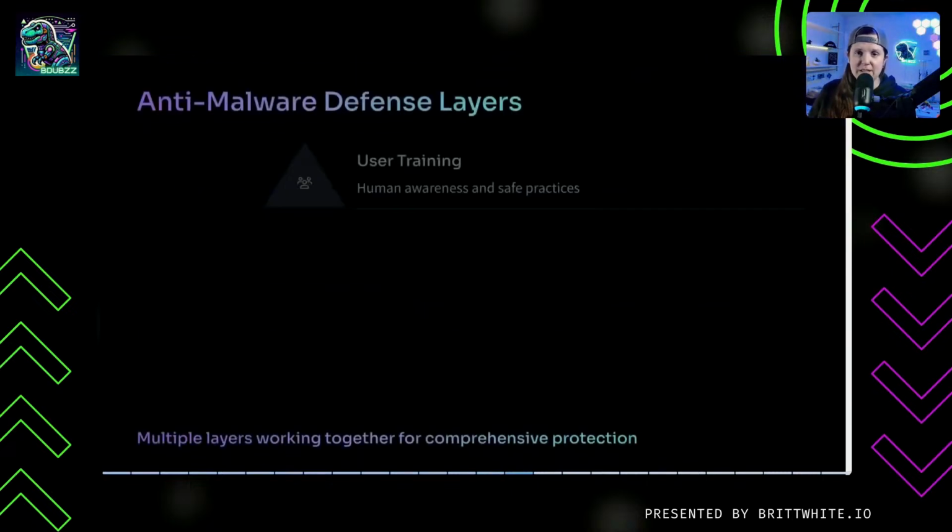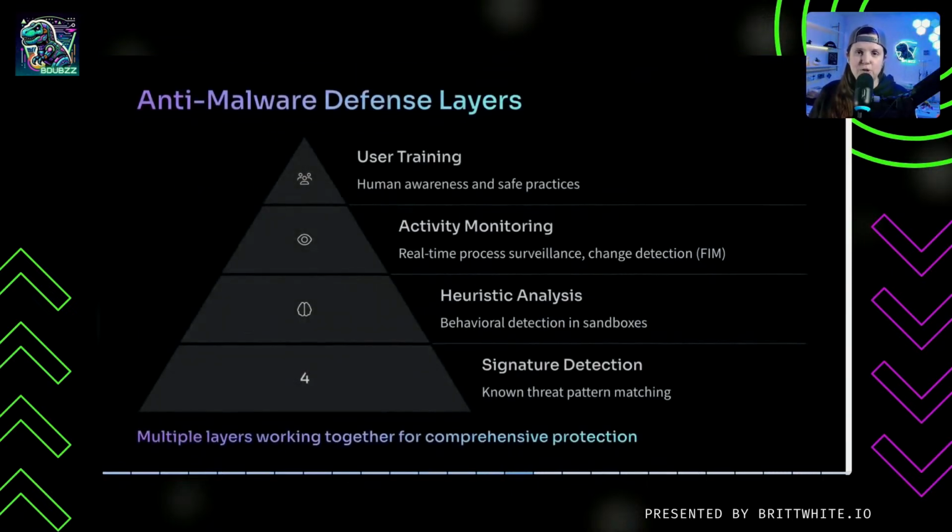In today's threat landscape, anti-malware is your critical shield against an ever-evolving array of digital threats. Like a sophisticated security system, it uses multiple layers of defense to protect your systems. Your malware shield has 4 key layers working together: signature-based detection for known threats, heuristic analysis for new dangers, activity monitoring for any suspicious behavior, and change detection to watch out for tampering.